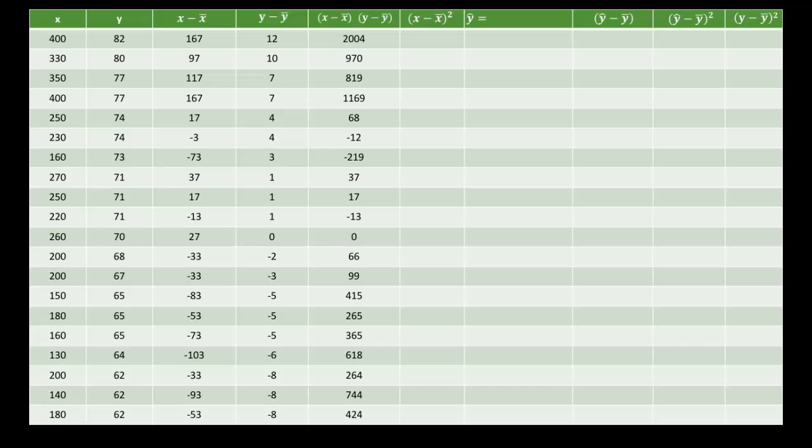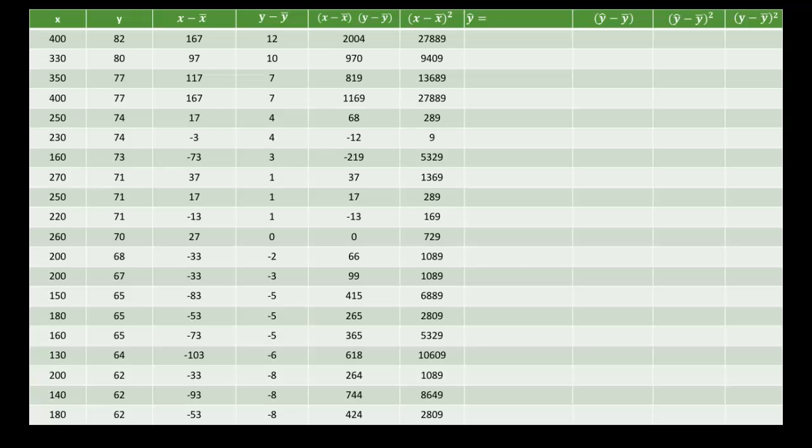Now list number 6, this is your x minus x bar squared. So we have x minus x bar back in list number 3, right? So we are just squaring that third list. So if we square all of those amounts, our list will look like this. So 167 squared is 27,889. 97 squared is 9,409.